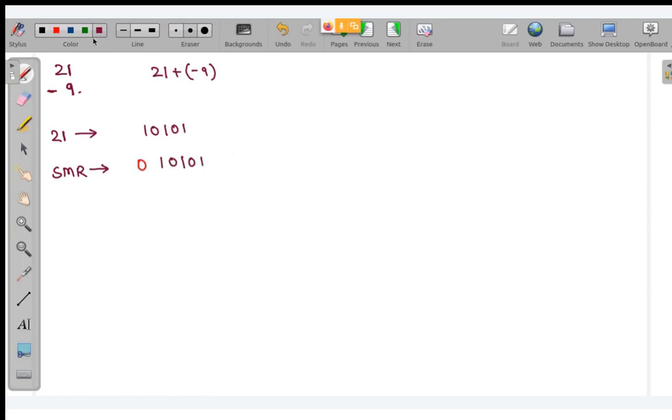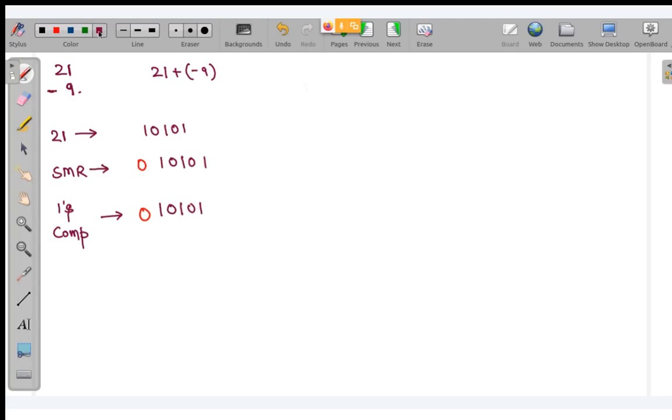If I want to represent it in 1's complement, it will be represented as the same, 0, 1, 0, 1, 0, 1, because this is a positive number. So for a positive number, sign magnitude representation is the same as 1's complement representation.